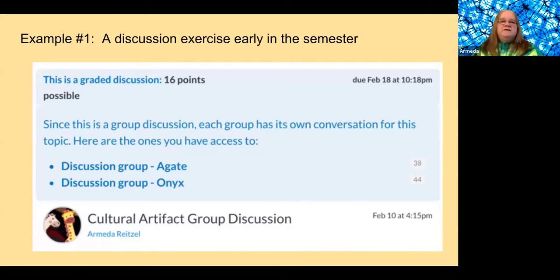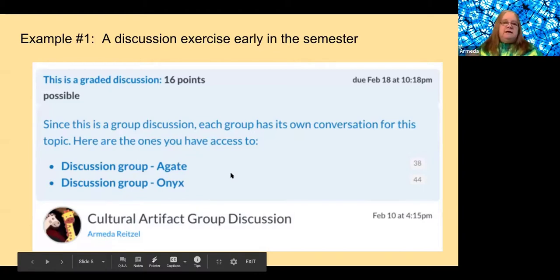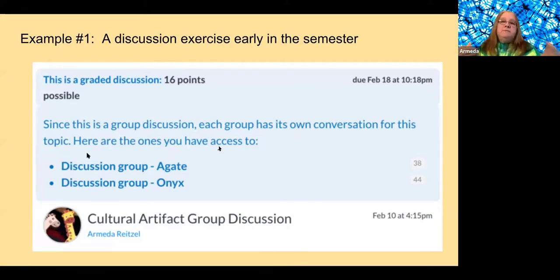This is a discussion that I use early in the semester. You'll notice this gets to the question that was there earlier. This is a class of 30 students. And what I did is, if I have 30 students, it depends upon what my goals are again. I typically divide my classes of 30 into 2 groups of 15. And I create 2 discussion groups.